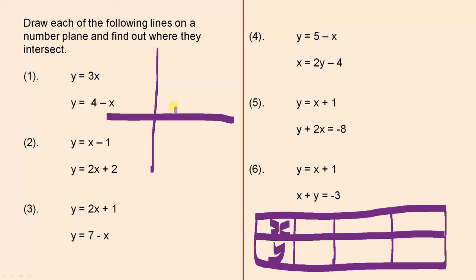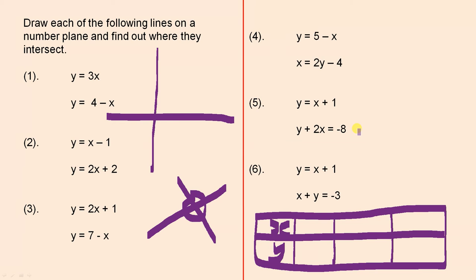Now the point of intersection, for example, if you had, I won't draw the lines on the number plane, but just say, for example, here are your two lines. That is their point of intersection, and you can read that off the number plane. Quite easy to do. So it's exactly the same for each and every example.